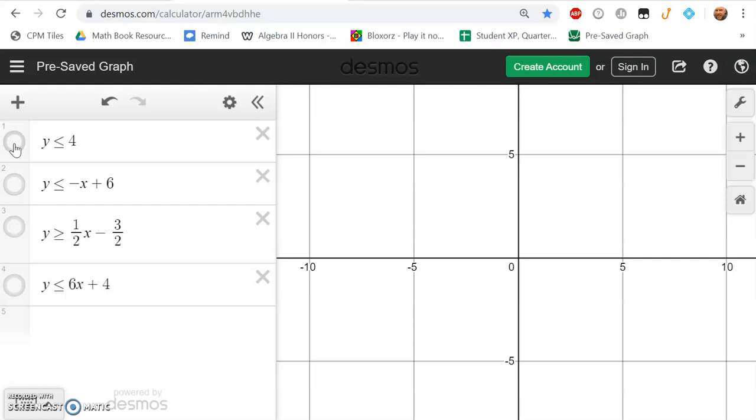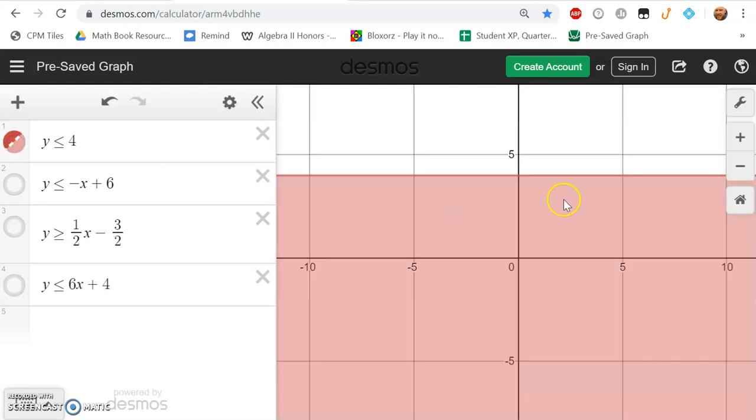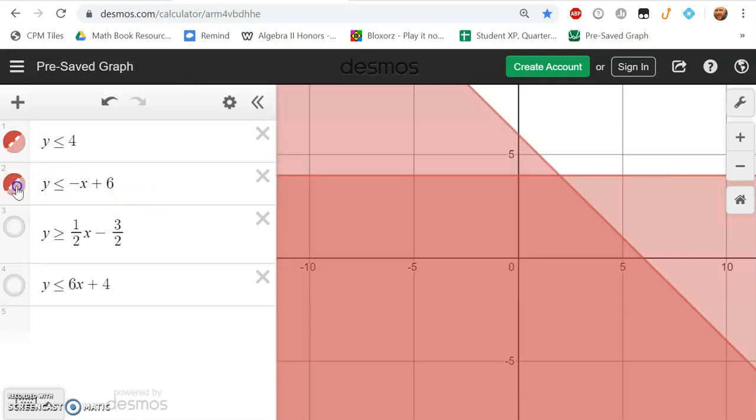on. So here's the y is less than or equal to 4, which is, as I would have expected, the stuff below the line y equals 4. Now here comes y is less than or equal to negative x plus 6. So now I see, these are both pink. So the region that was pink, the darker pink, is solved by both of those.